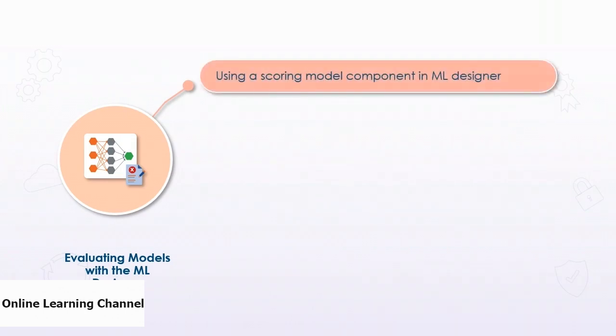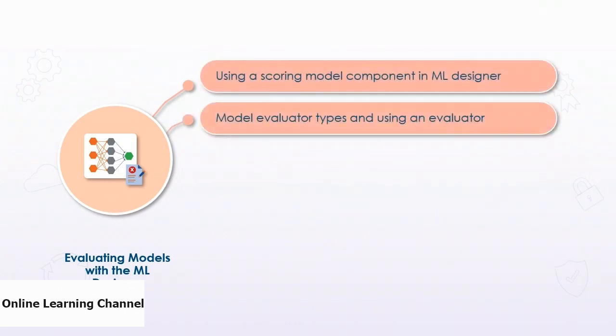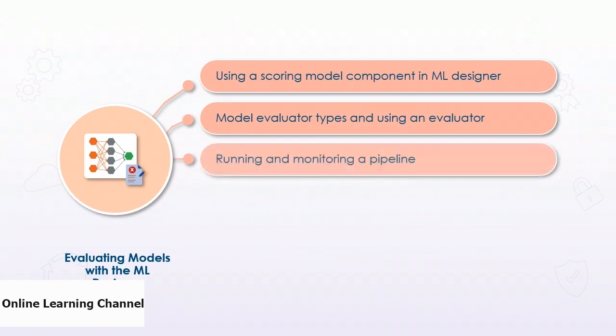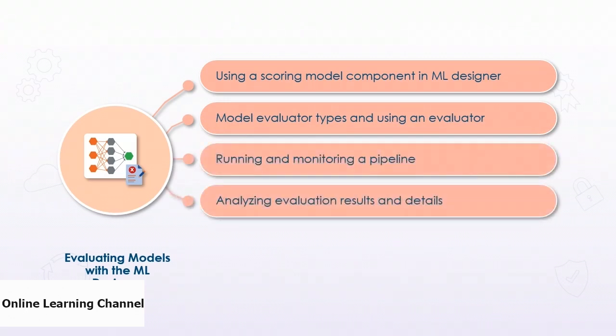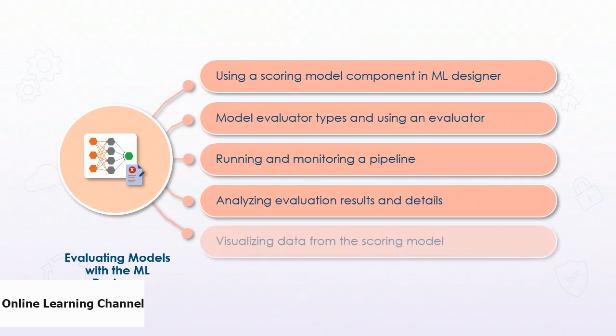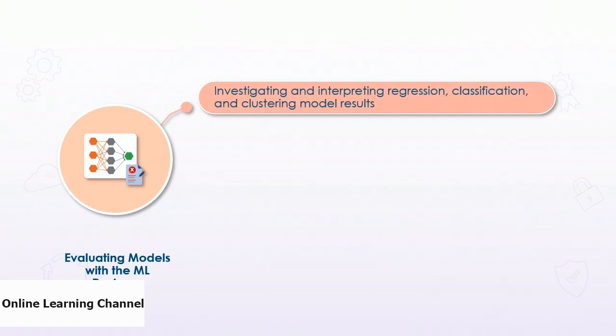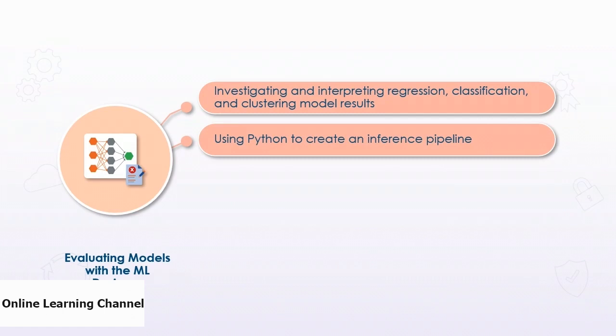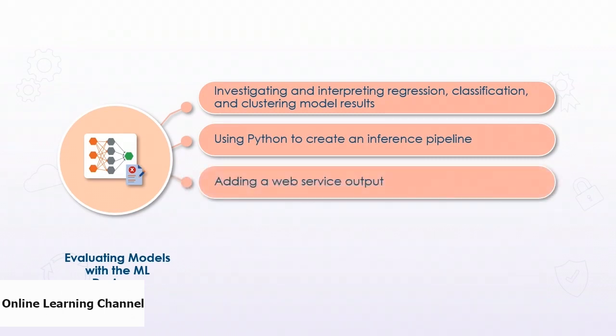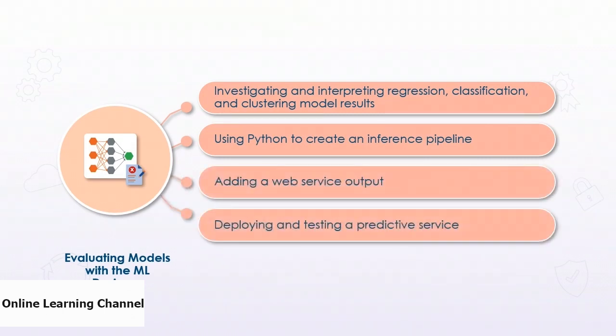So in this course, we've used the Azure Machine Learning Studio scoring and evaluation metrics to evaluate and test a predictive web service. We did this by exploring using a scoring model component in ML Designer, model evaluator types using an evaluator, running and monitoring a pipeline, analyzing evaluation results and details, visualizing data from the scoring model, investigating and interpreting regression, classification and clustering model results, using Python to create an inference pipeline, and adding a web service output, to finally deploying and testing a predictive service.